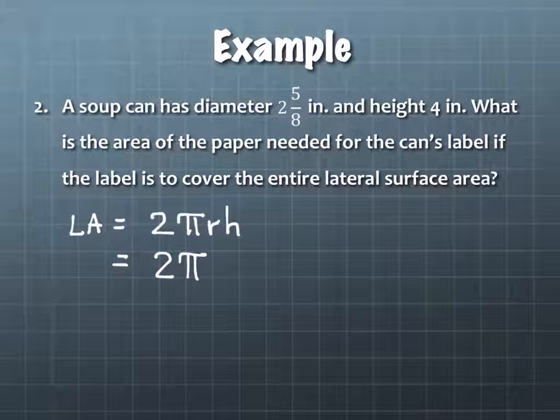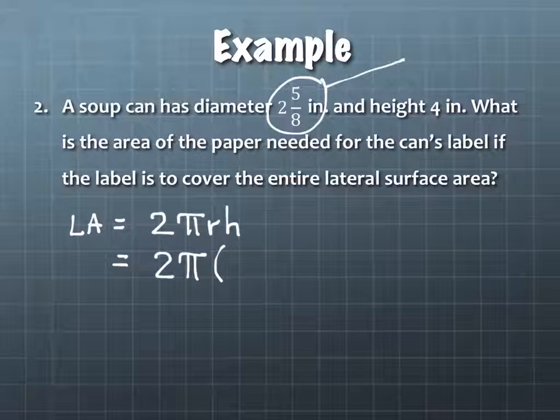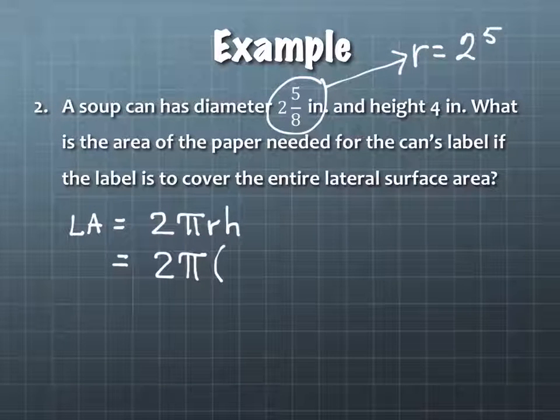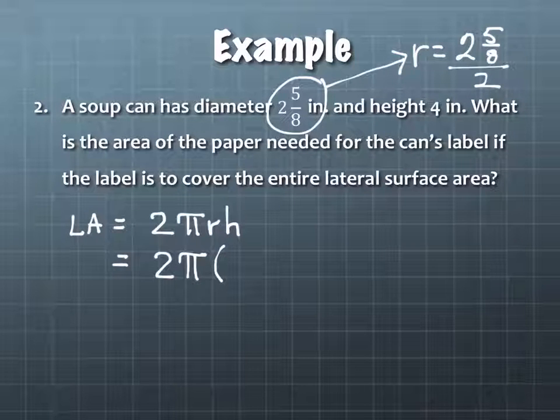R is 2 pi x. No, it's 2 pi x. So this value that they gave us right here is actually called the diameter, but we can use this to find the radius. We have to divide it by 2, correct? So if you take 2 5/8 and you divide it by 2, you need to figure out what you have. Well, you can do it piecewise if you want. 2 divided by 2 is 1. Agreed?